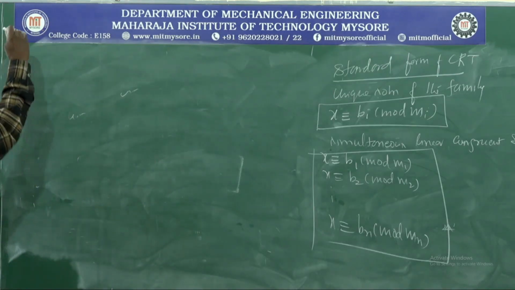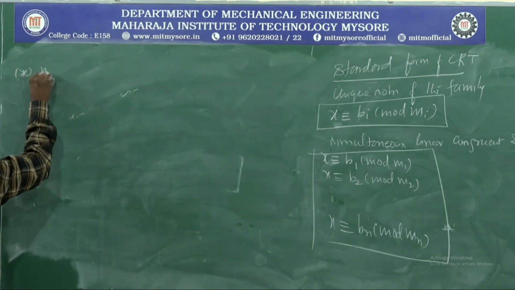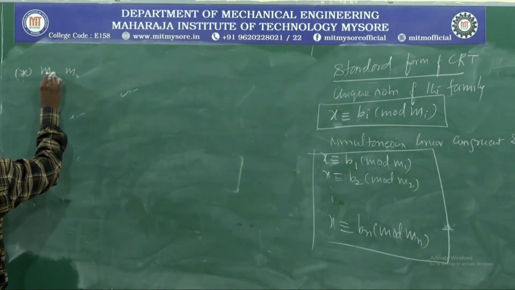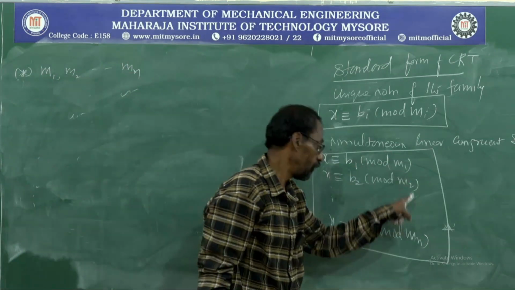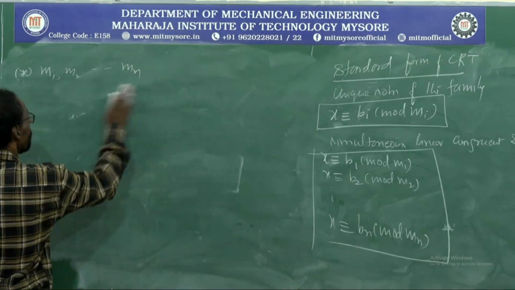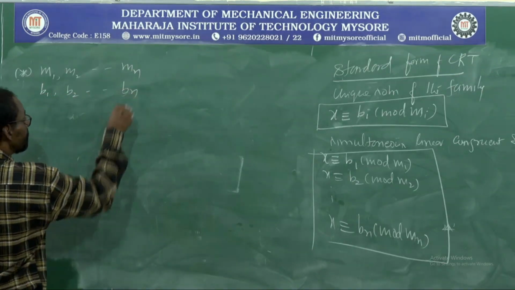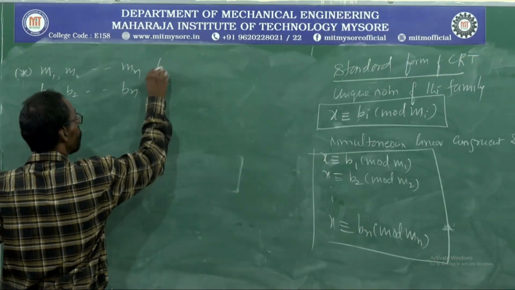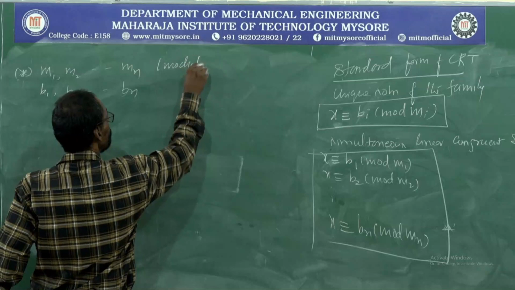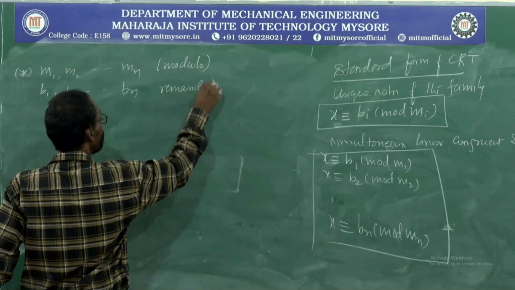Step number 1. See, this is the procedure under the Chinese remainder theorem. Draw m1, m2, etc., mn. That is called the modulo class. Then draw b1, b2, etc., bn. That is called the remainder value. This is called the modulo value. This is going to be the remainder value.